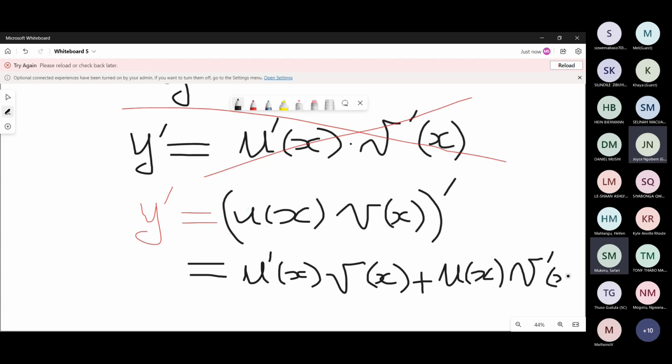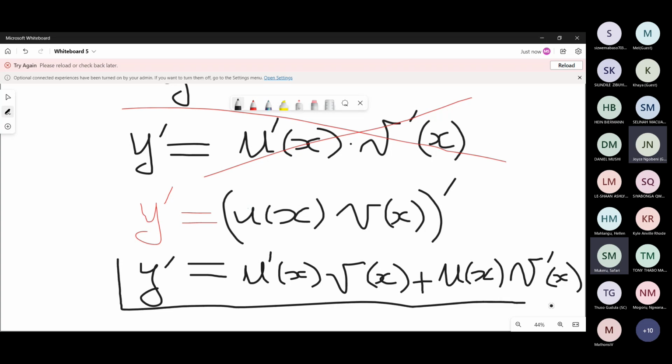Where does this come from? It's proven again. We can find a proof for this. It has been done long ago by mathematicians. No need to spend time in the proof. Great. This is how you find the derivative of a product. This formula is called the product rule, right? On page 65. Great, 65.